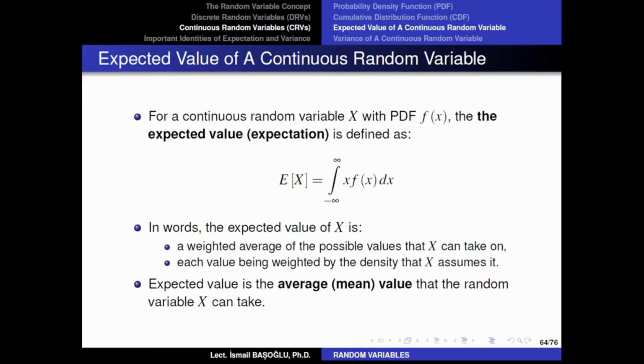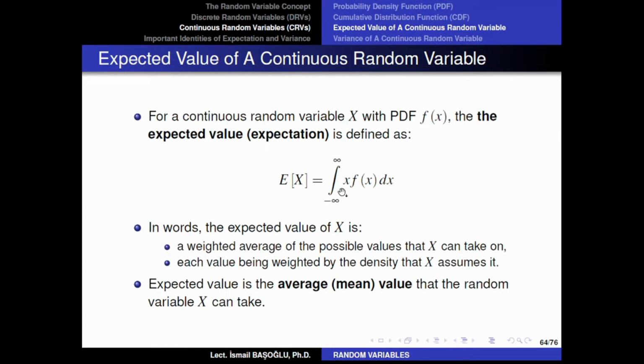So what is the expected value? For a continuous random variable x, the expected value has the same physical meaning as in the discrete random variables. It is basically the average value that the random variable x can take. But how do we calculate the expected value for continuous random variables?